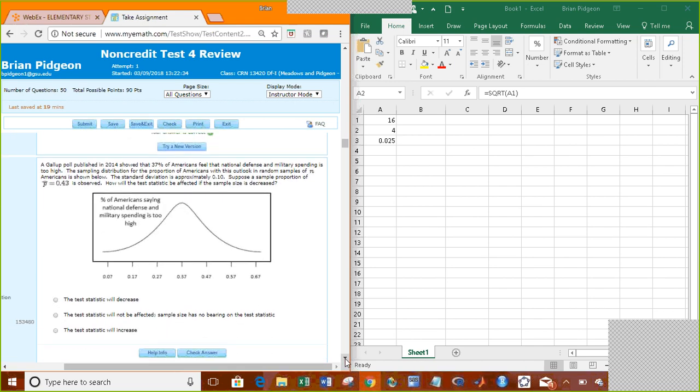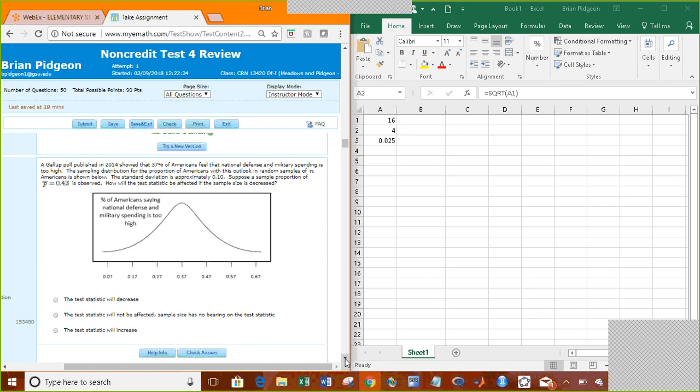Alright, a Gallup poll published 37%, the standard deviation is approximately 0.1. Suppose a sample proportion of 0.43 is observed. How will the test statistic be affected if the sample size is decreased? So same idea, we can think of that formula.